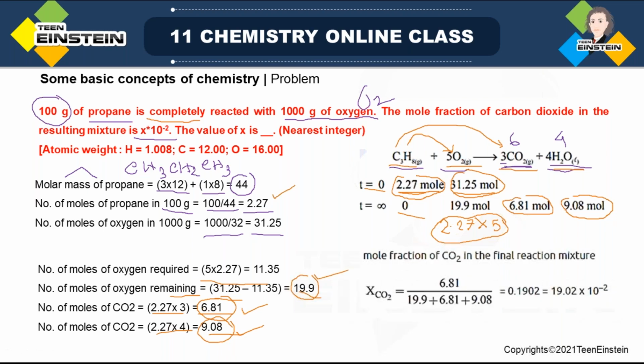So the mole fraction of CO2 in the final reaction mixture is 6.68, which is the number of moles of CO2, divided by the number of moles of oxygen, number of moles of CO2, and number of moles of water. So ultimately you are getting this value. But as you have to express it in the format x into 10 to the power minus 2, as it is minus 2, you have to shift this decimal 2 digits, and now it is 19.02, which is our x. So you have to take the nearest integer. So that is why it is 19. Fine.